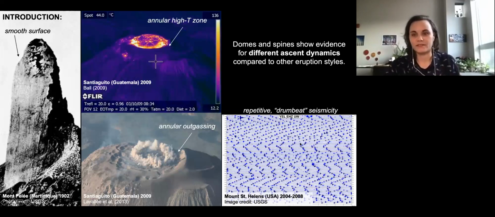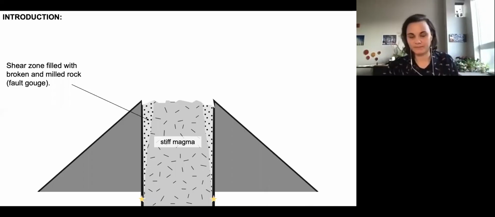We often see this type of repetitive low amplitude seismicity. This is a recording of seismic events during the 2004 to 2008 eruption of Mount St. Helens. And this is unusual compared to other types of seismic activity that we see during different eruptions. So if we put all of these observations together into some sort of cartoon about what's happening in the subsurface, it might look like this.